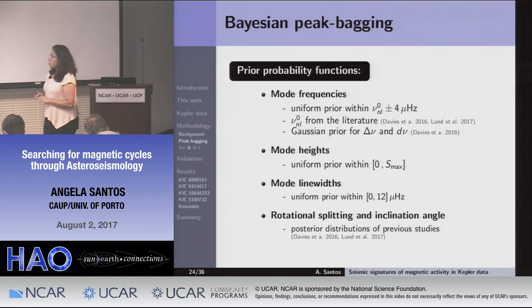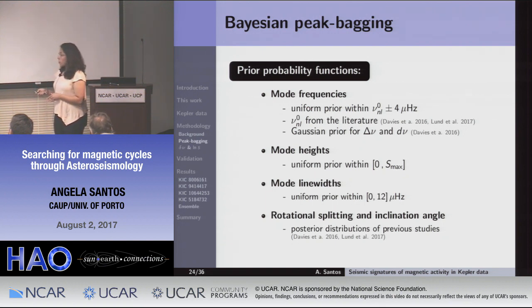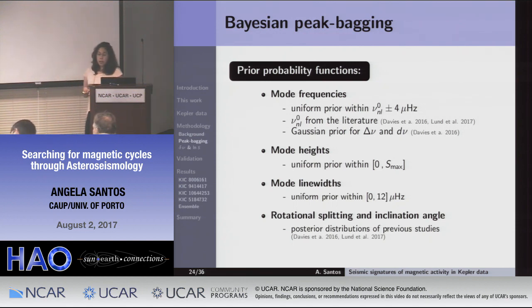I will not go into details, but just to mention that we use prior results to constrain our priors, because the full length of the time series of these stars were analyzed in previous studies. Now we are analyzing shorter subseries, but we use those results, the frequencies of the modes, and the results for rotational splitting and inclination of the star. We use those results to constrain our priors.